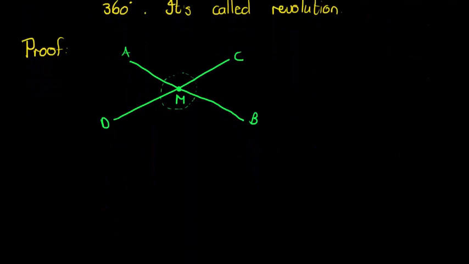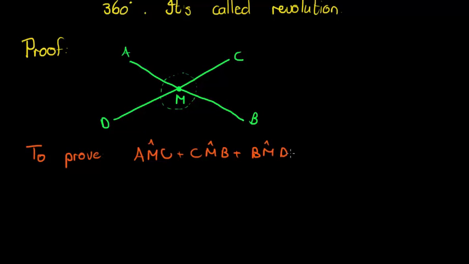I'll show you what the to prove is. You have to prove that AMC plus CMB plus BMD plus DMA is equal to 360 degrees. Okay, see if you can do it.